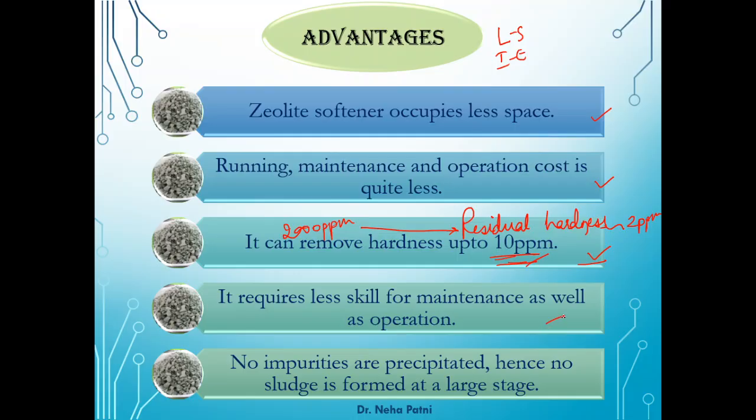It requires less skill for maintenance, as of now. Once the process gets started, it will be over. And there are no impurities which are precipitated. Because in the lime soda process there is a lot of sludge coming at the end. So there is no precipitate formation, there is no waste formation at the end. That is why you can call it an advantage.